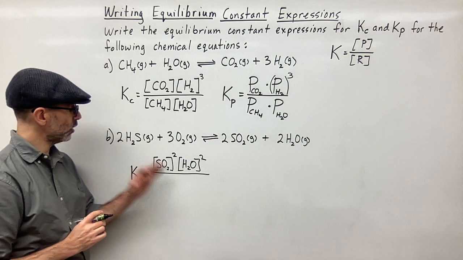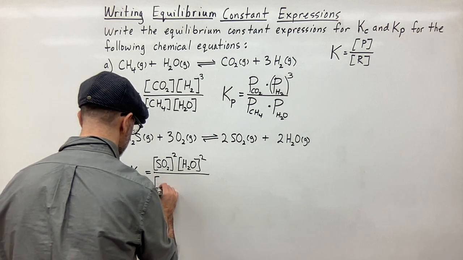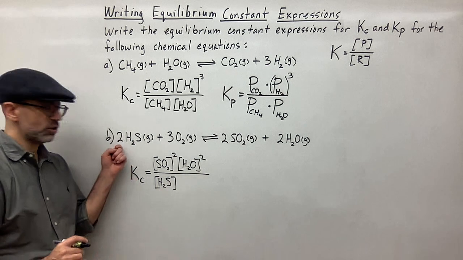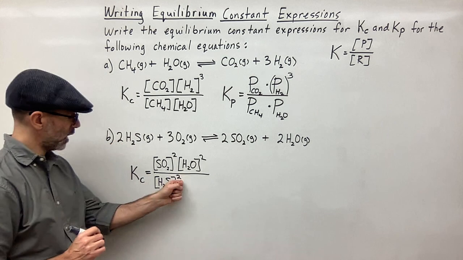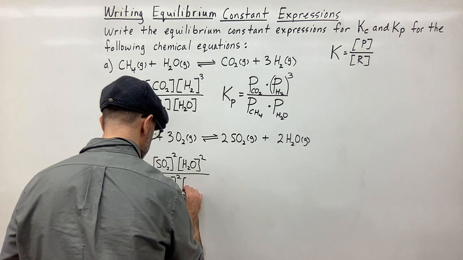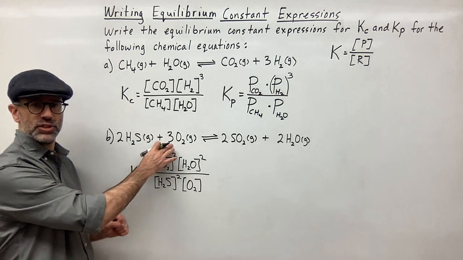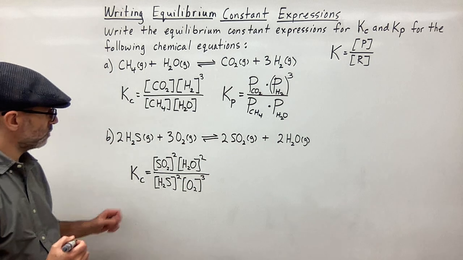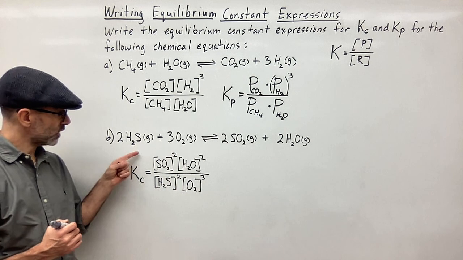And then on the bottom, we're going to have our reactants. Here we have H2S, so it's going to be the concentration of H2S. And again, that's raised to the power of 2, since it has a 2 coefficient. And then multiplied by the concentration of oxygen, O2. So we'll put O2 in there, and this has a coefficient of 3, so this is going to be raised to the 3rd power. And so this is the Kc expression for this reaction.